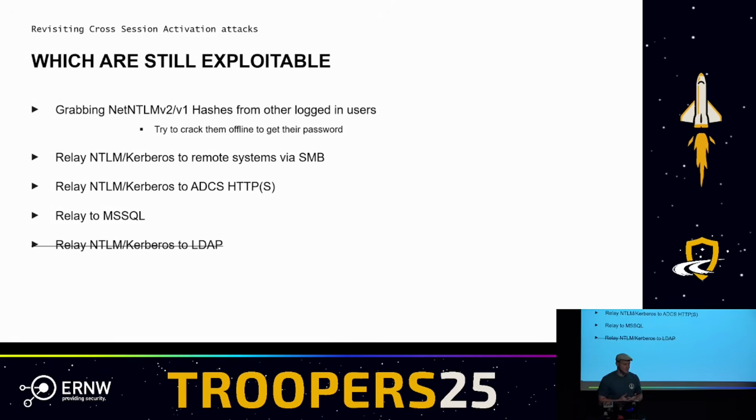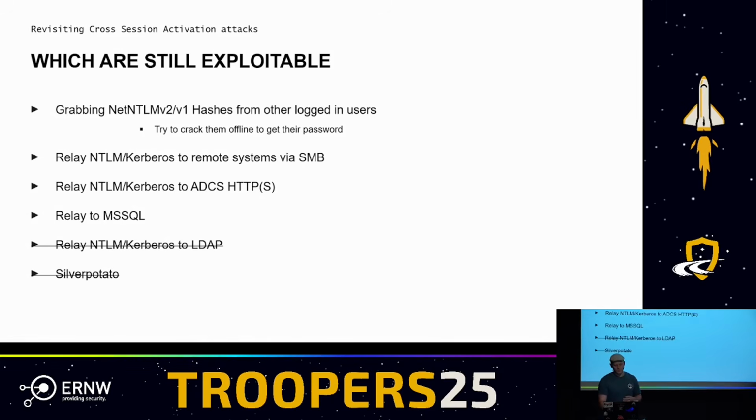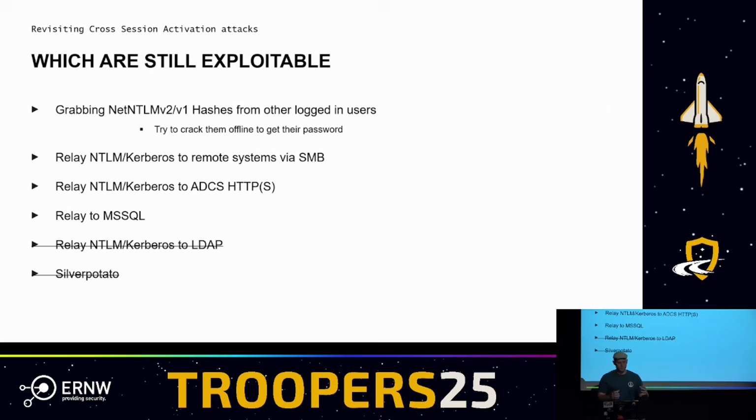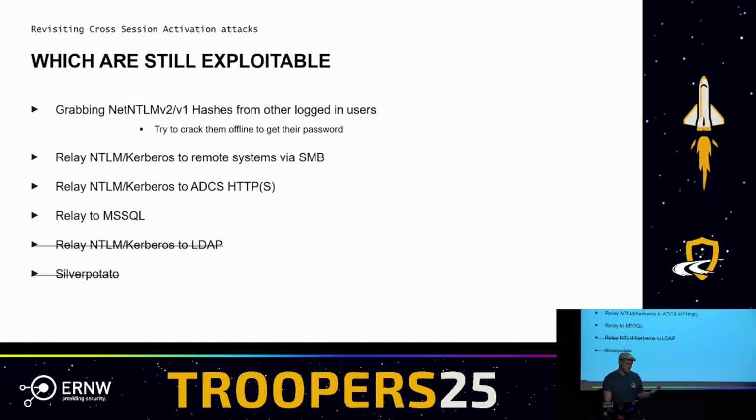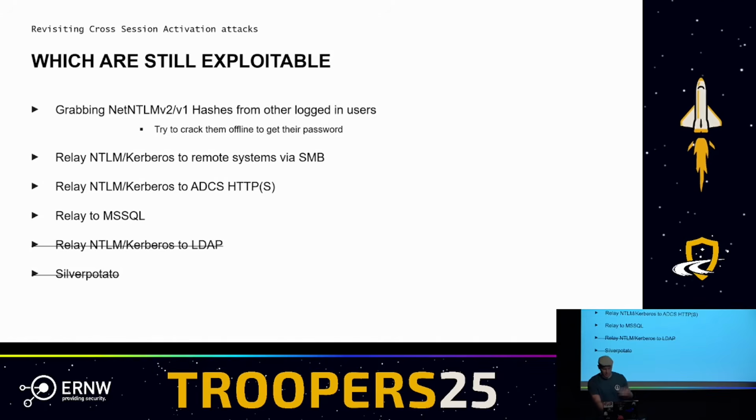But what was fixed, what is not possible anymore, is relaying to LDAP. So if you get an incoming RPC authentication, you cannot relay this to LDAP anymore, which effectively also, or the most severe vulnerabilities which could lead to a full domain compromise from remote, they were actually fixed with this change. So this is actually what Microsoft did here is most important.